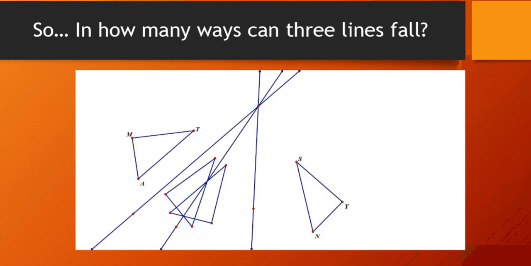Well, three lines can fall where they all come together at a single point. And if they all come together at a single point, is there a single transformation that maps triangle AMT to triangle NYS? Is there such a transformation?